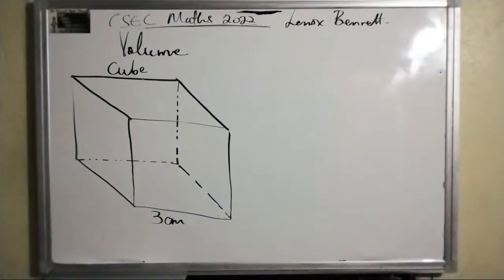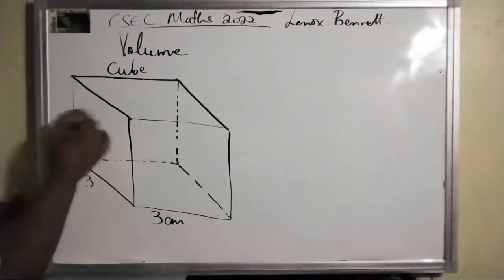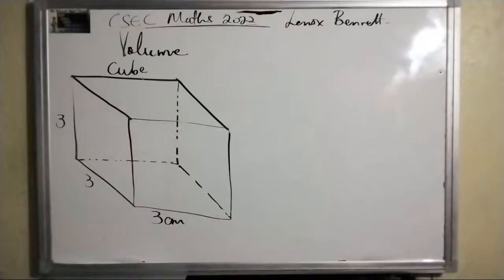Now, a cube has all sides equal. So the fact that this is 3, that means everything would be 3. So the height will also be 3. Just think about a dice.